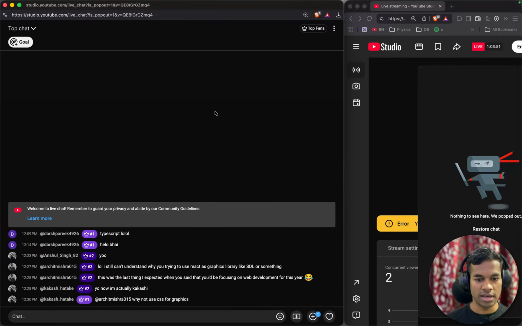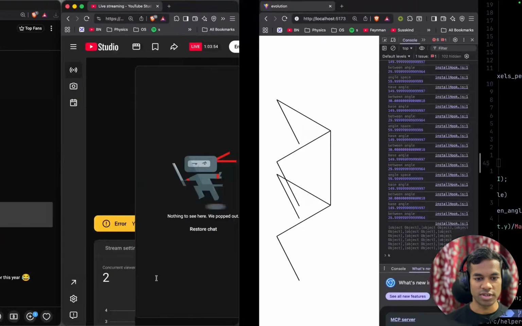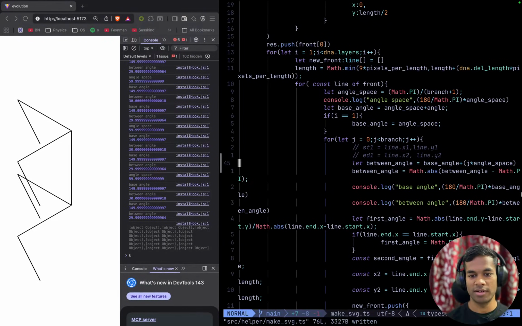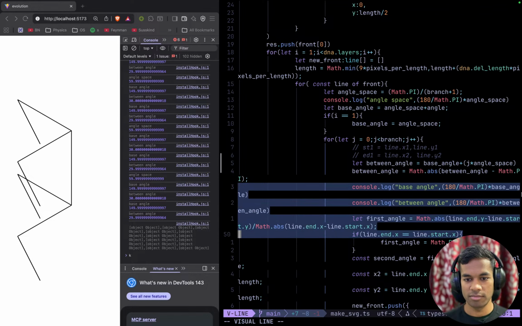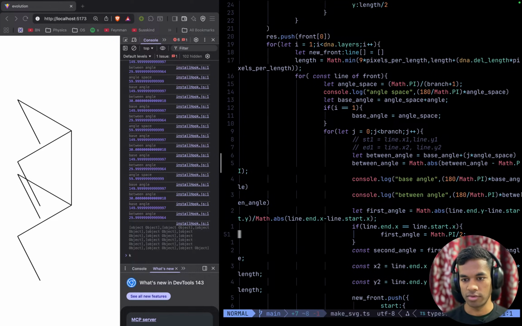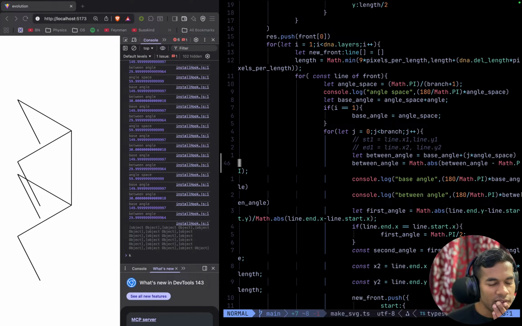Why not use CSS for graphics? That would be a bit too low level. Not low level, but Tailwind is nicer to use, more convenient. But here the thing is more logic. The problem here is not with React, it is something else.